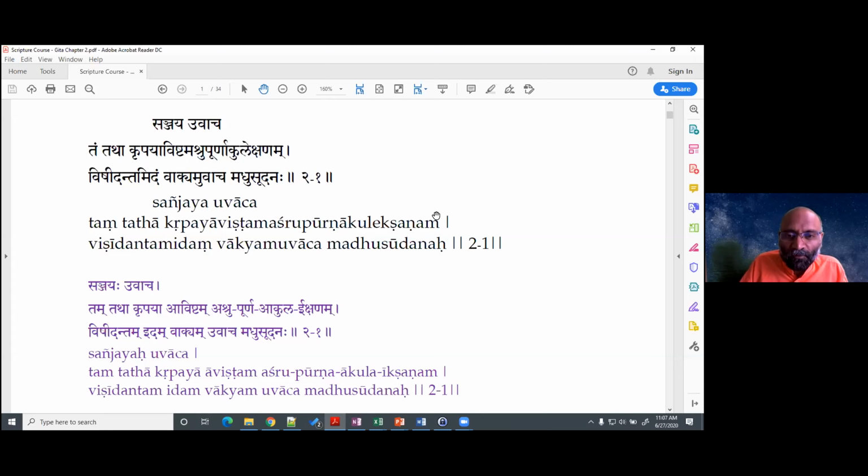This looks like one huge word, Kurpaya Vishtam Ashrupurna Kulekshana. But here we have provided you, because not every one of you would be knowing these rules, the individual components. So wherever you see the space, that is a sandhi split. That means these two words are separate words. They just join together because they happen to be close together. And then this is where we put the hyphen, that is a compound word components.